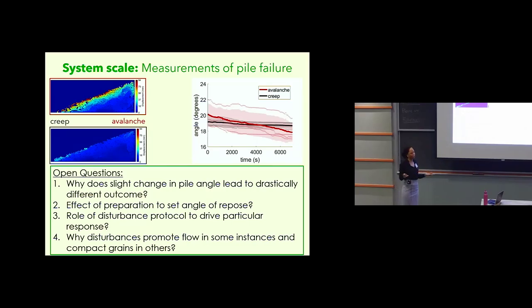We use a set protocol of tapping the grains at a set time interval. But are there different ways that we can change the disturbance protocol in order to probe particular responses? Maybe tapping for a period and then allowing the system to relax and rest, and then see how that influences the behavior of a granular system. And then lastly, why do those disturbances in some instances promote flow and failure but compact the grains in other instances? So there are a lot of interesting questions that have come from our experimental observations so far that I hope we'll get a chance to discuss together.